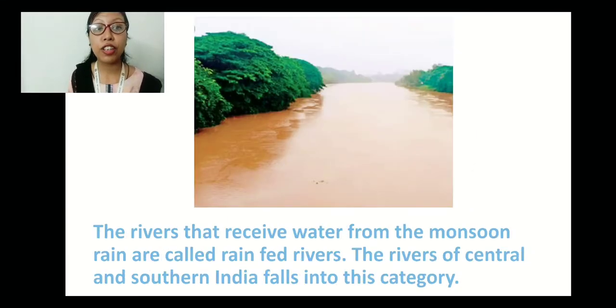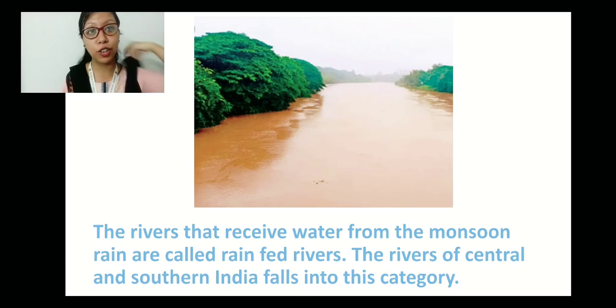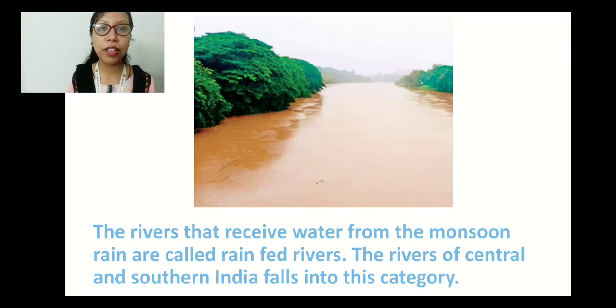Then we have the rain-fed rivers. As you can see in the picture, there is a difference between the snow-fed rivers, the glacier-fed rivers, and the rain-fed rivers. Now, these rivers receive water from the monsoon rain. That's why they are called rain-fed rivers. The rivers of central and southern India fall into this category. That means the non-perennial rivers. Clear? The central and the southern India. Now, which are the central and the southern? Do you remember the Vindhya and Satpura, the second source? Yes. So, the rivers that receive water from the monsoon rain are called rain-fed rivers. The rivers of central and southern India fall into this category.